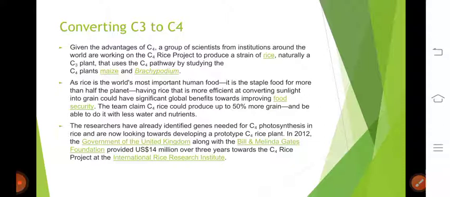Still research is going on because, if C4 rice is produced, it could produce 50% more grains and can be grown with less water and nutrients, because you all know now rice plants require more and more amount of water. Hope for the best that C4 rice will be formed soon.